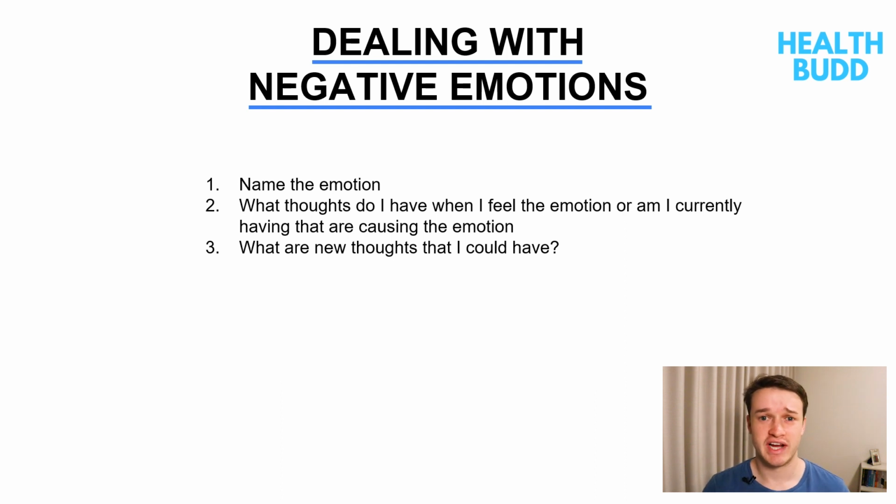And the next step is changing those thoughts. You want to write down the thoughts you're having, and you've got to figure out potential new thoughts that could remove the emotion. So if you're feeling anxious, potentially you've got to think about what things are you in control of, what things can you focus on improving or controlling in the situation to make you feel less anxious.